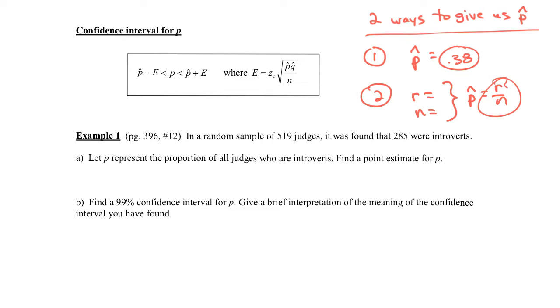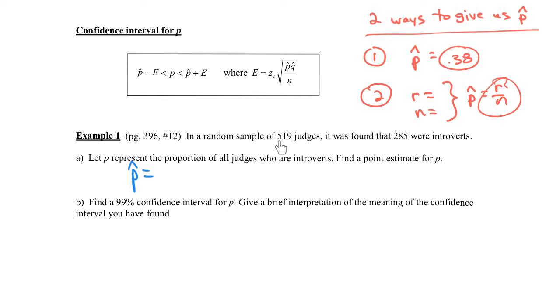Example 1 says, let P represent the proportion of all judges who are introverts. This is a problem right out of the book, by the way. It's number 12. P represents the proportion of all judges who are introverts. Find a point estimate for P. Remember, point estimate for P, that's p hat. So we can find it from looking up here. They're giving it to us in this second way.